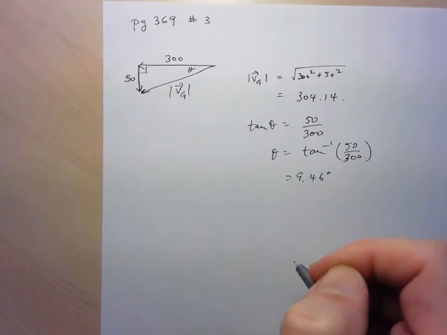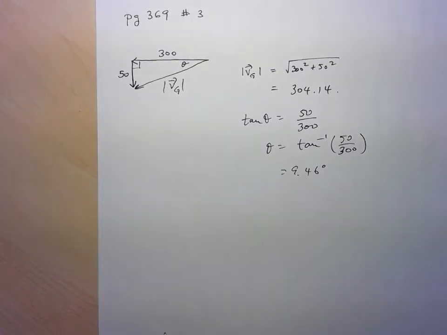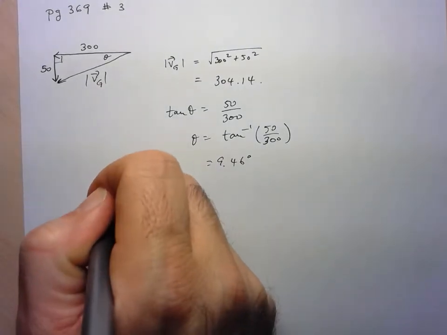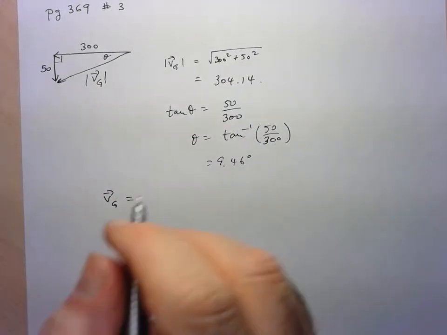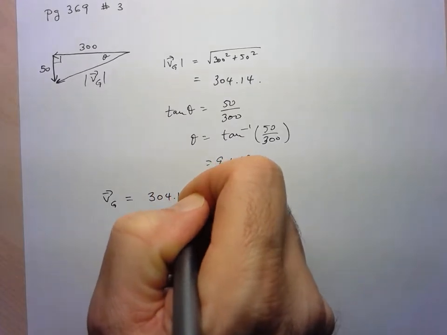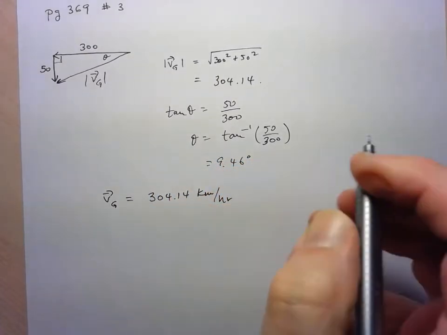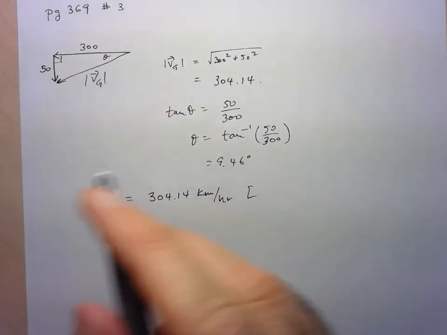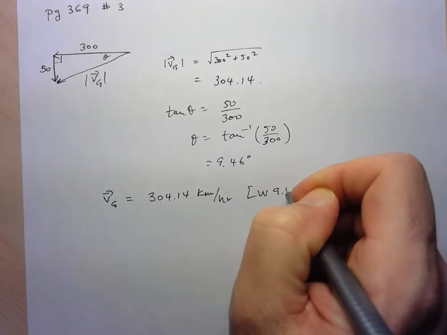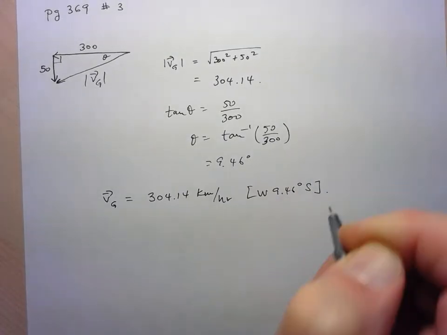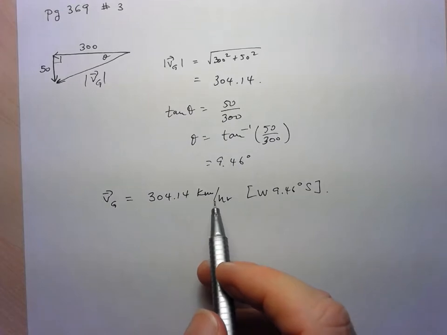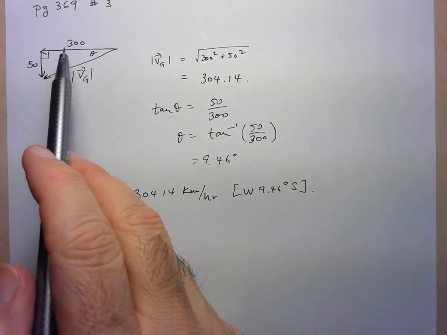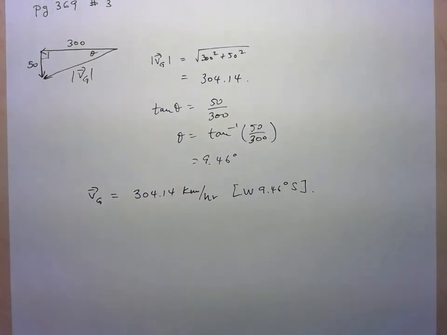Now we want to give the actual answer. Let me look at the question. It says, what is the resultant ground velocity? So that means I am looking for the vector. The ground velocity, which is this vector here, is 304.14 kilometers per hour, west 9.46 degrees south. And again, what this represents is how the plane is actually moving when you take into account the velocity it's traveling at and the effect of the wind. Okay, that's it for this one.